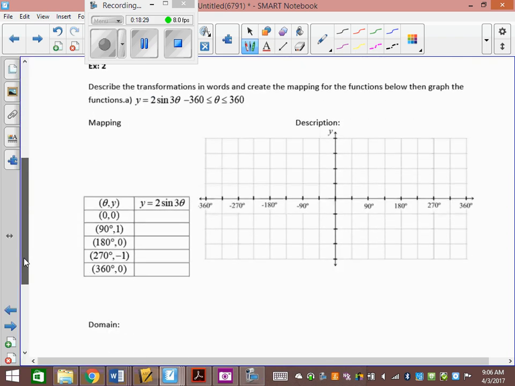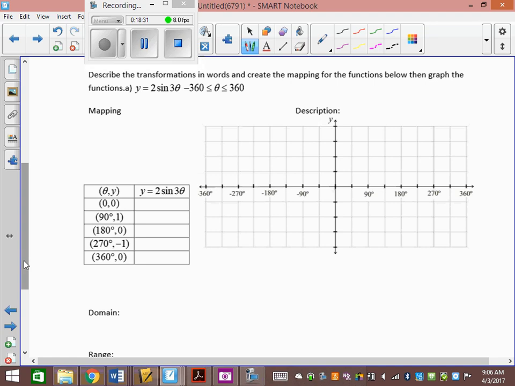So for this one, we're going to describe the transformations in words and create mapping for the functions below. So this is the original function, sine. This is your y equals sine x, or sine theta. There's 0, 0, 90, and 1, 180, and 0, 270, and negative 1, 360, and 0. Okay? I'm going to plot them in a second.